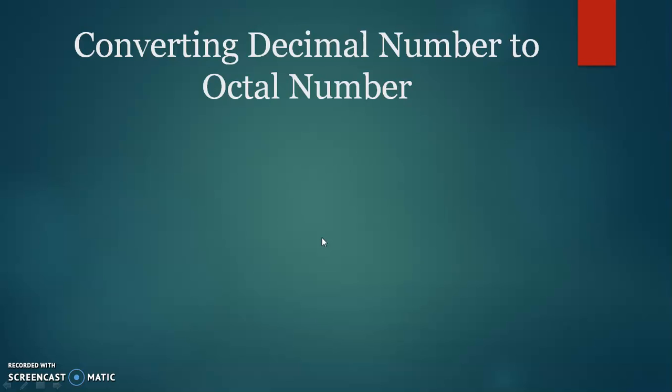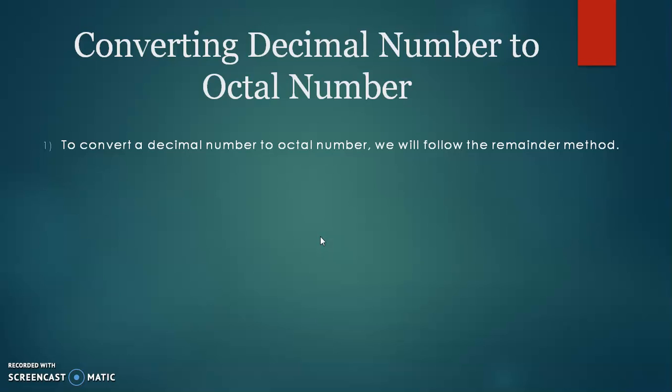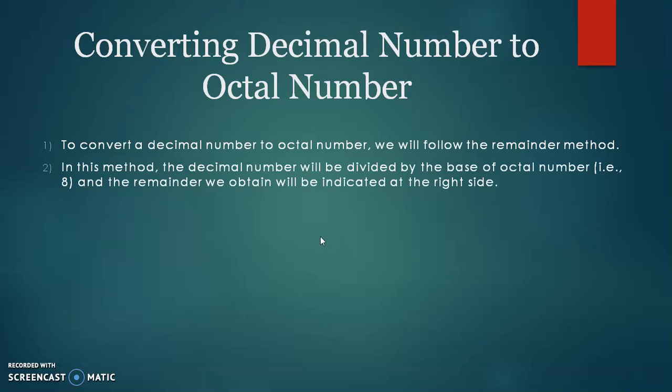In this video, I am going to explain how you will convert a decimal number to an octal number. To convert a decimal number to an octal number, we will follow the same remainder method that we used to convert a decimal number to a binary number. In this case, we will divide the decimal number by the base of the octal number, which is 8, and the remainder we obtain will be indicated at the right side.